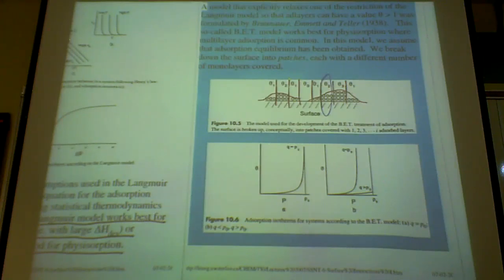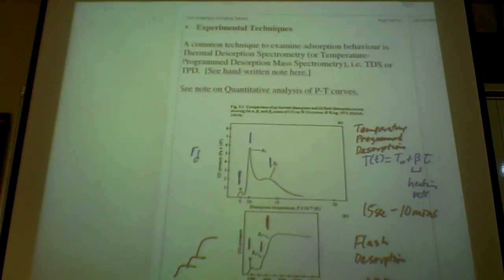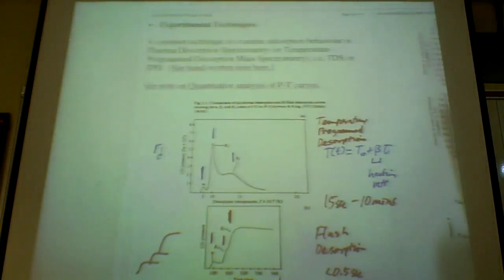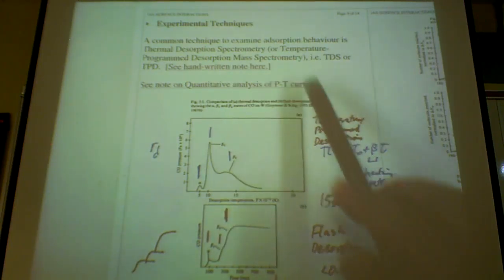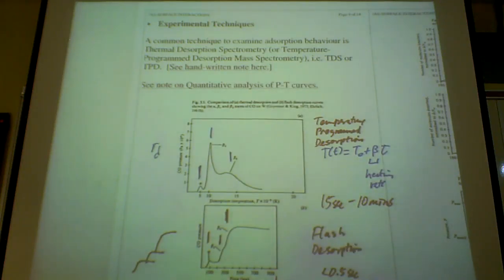Okay, so next thing, just a simple thing, I'd like to talk a little bit about how you learn about these adsorption and migration. One of the common experimental techniques to probe this is thermal desorption. Essentially a simple idea: you heat up your surface and look at what comes off. That's essentially what thermal desorption spectroscopy is. The common technique to look at adsorption behavior is thermal desorption spectrometry or temperature programmed desorption, depending on what you call it.